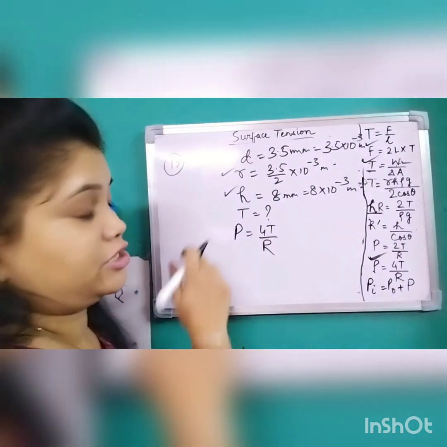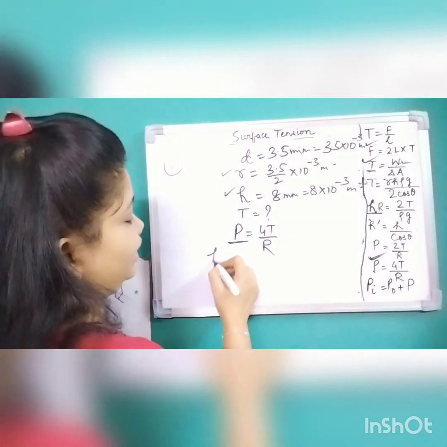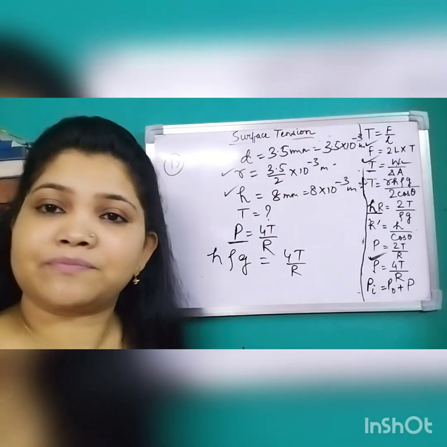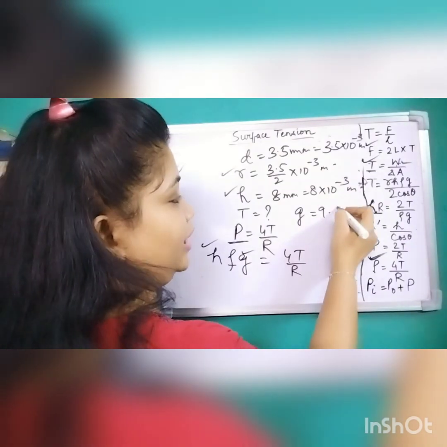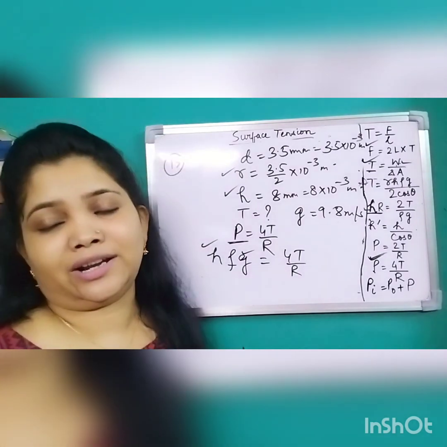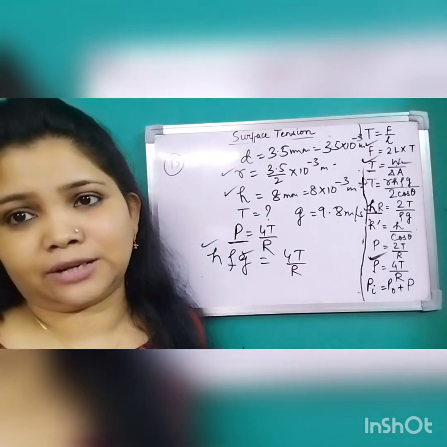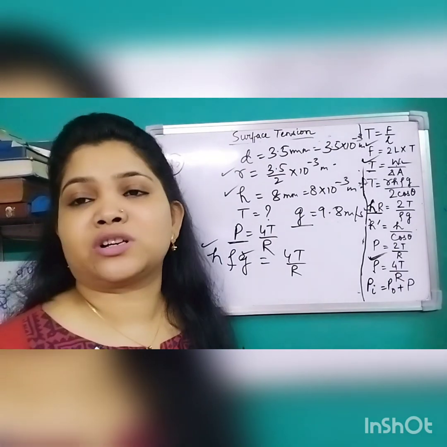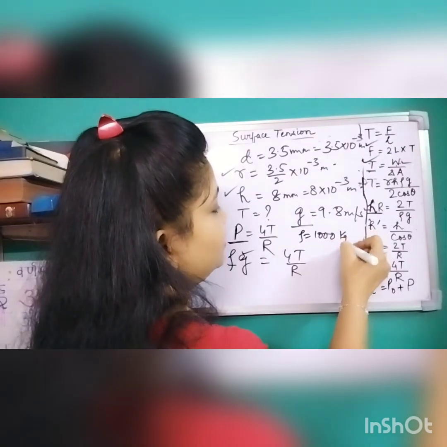Now to find out the pressure. Okay. So what is the formula of pressure of water? Okay. It is nothing but H rho G, and as it is soap solution, so it is 4T by R. Okay. So H we know, G we know. Now G value you can take it as 9.8 meter per second square. Now students, if you take it as 10 also, it's also correct. Only there will be a difference of a few decimals, nothing else. You can take it as 9.8, you can take it as 10. Okay. So G is 9.8. Now rho you know, because the density of water is 1000 kg per meter cube. So rho is 1000 kg per meter cube.